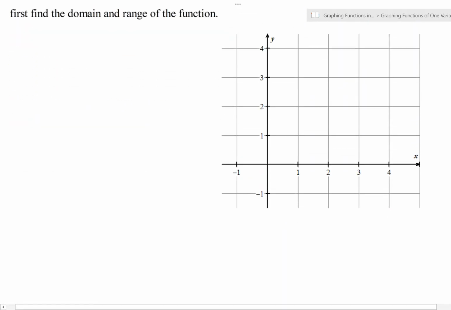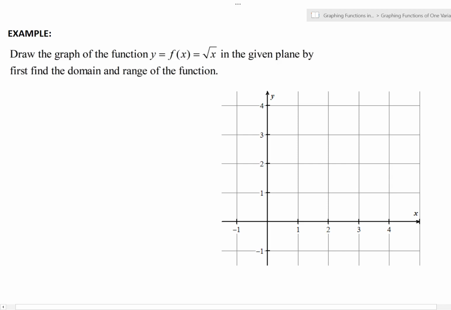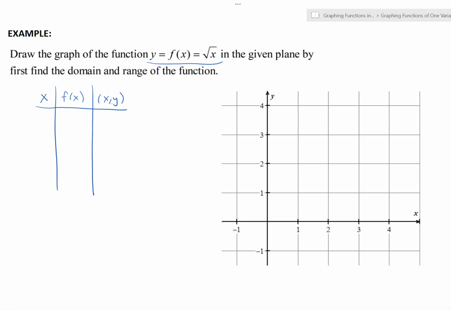All right, one more example. How about now we look at the graph of the function y equals f of x is the square root of x. Again, we'll make a little table to help us along. Make a table with x's, with f of x's, and the corresponding ordered pairs. Now, before we start plugging in x values, inputs, we should note what the domain of this function is.